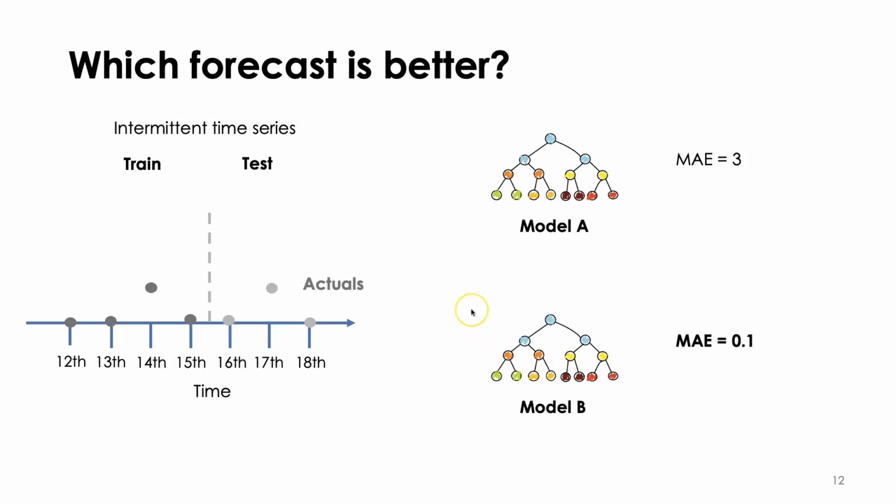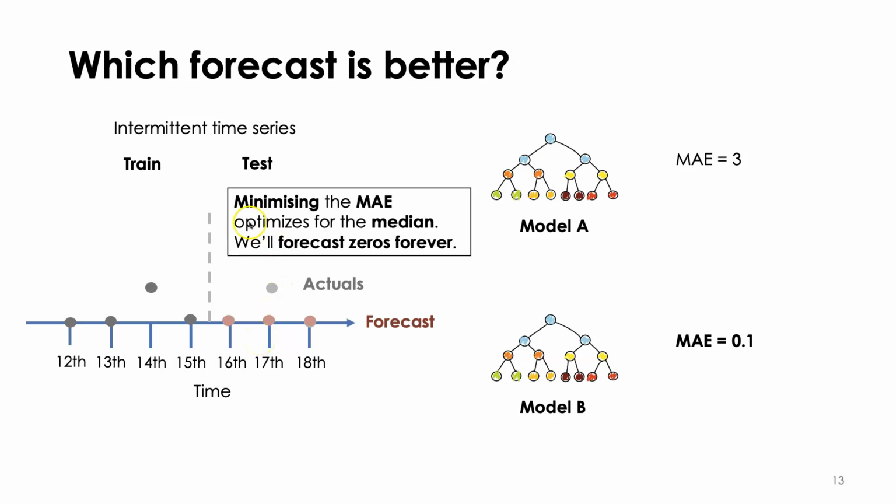But what happens when we look at the forecast? We will see that the forecasts are all 0. Why is this? It's because minimizing the mean absolute error optimizes for the median. We will explore this later in this section of the course. And because the median of our training set is 0, most values are 0, we will end up forecasting zeros in our forecasting horizon. And so this may not be a very useful forecast if all we're saying is that for time series which have a lot of zeros, we will forecast zeros forever into the future.